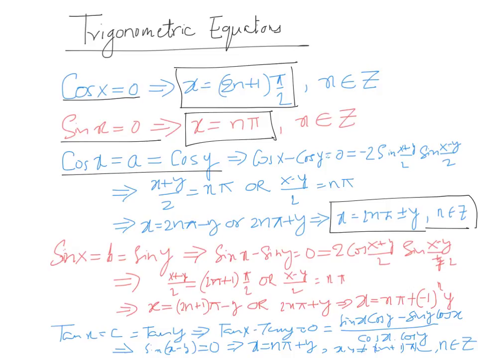This one is the solution for this equation, and finally this one is the solution for this equation. And in the similar way, you can now find out solutions for other equations like cosec x is equal to cosec y, where we know y and we do not know x, and sec x is equal to sec y, cot x equals cot y, etc.